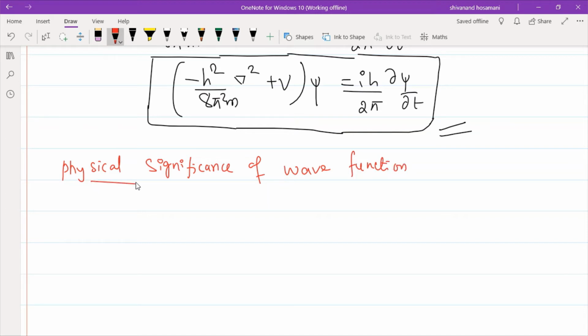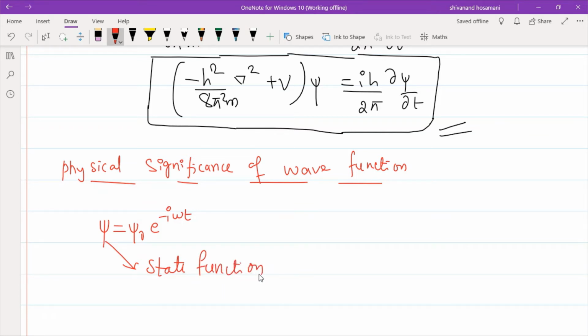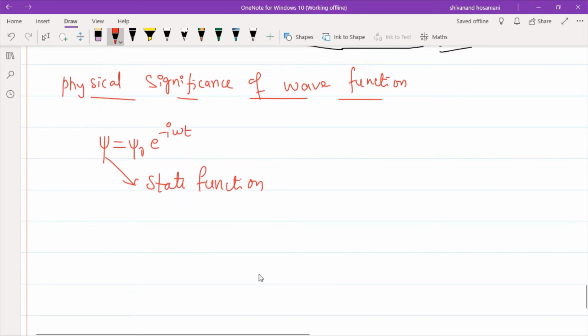See here, as we know, a wave function is nothing but a wave equation. Psi is nothing but the displacement of a wave function, that is psi is equal to psi naught e power minus i omega t. This psi is called a state function because it tells about the state of the particle, where at time t is equal to 0, what is its position, and at time t, what is its position. So that's why it is called a state function.